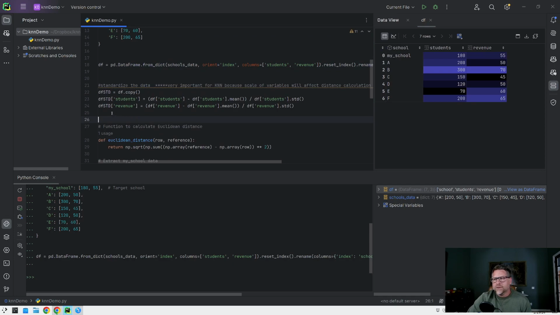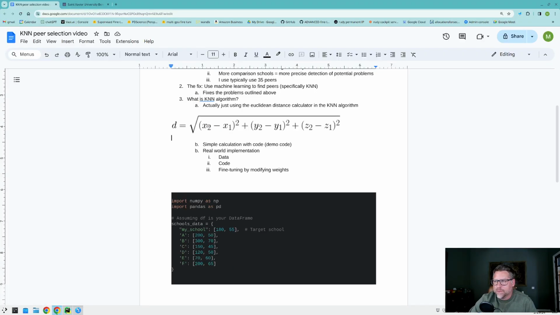All right, one thing we need to do for Euclidean distance, and this is a really important point, I'll make sure I hit it right away, is to look at how this distance metric is calculated. You're looking at squared differences between one school's value of students versus the other's, or this could be revenue, and the difference in revenue squared.